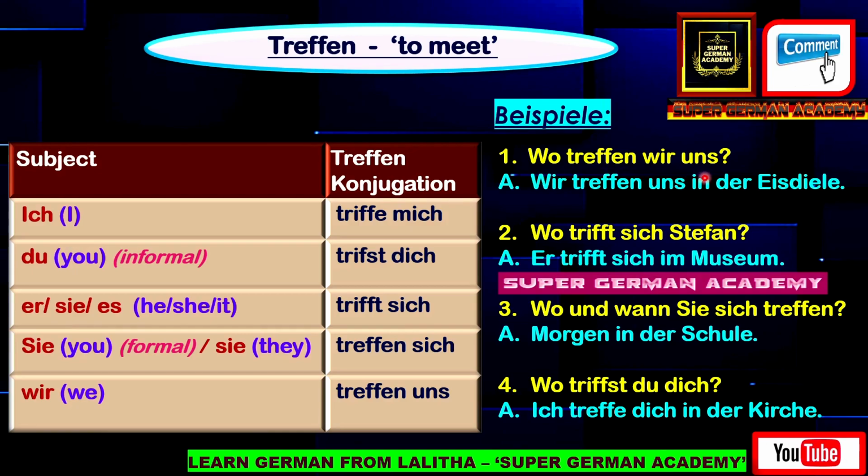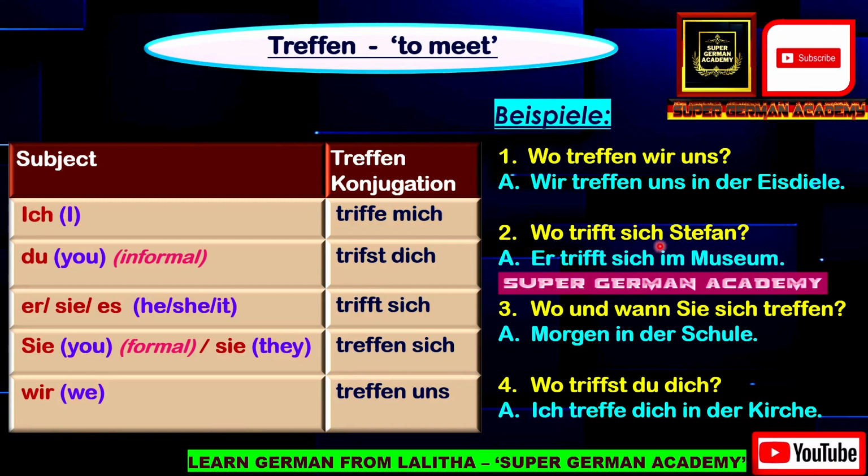Wo treffen wir uns? Means where do we meet? Here if you observe the table, during these questions, then you will understand better how to use this treffen conjugation. So wo treffen wir uns means where do we meet? Here if you observe the table, for wir it is treffen uns, so wir treffen uns. The answer is wir treffen uns in der Eisdiele. It means we meet in the ice cream parlor.